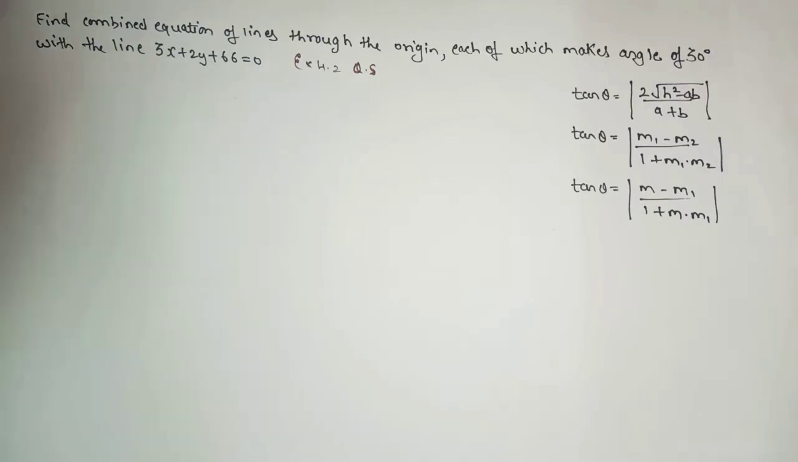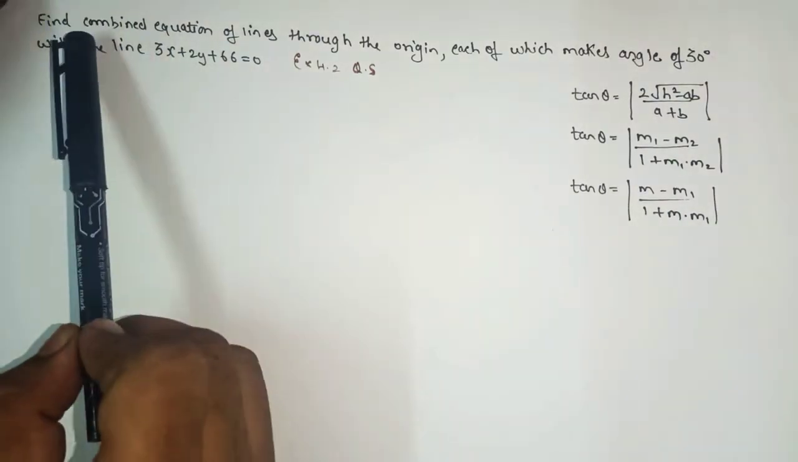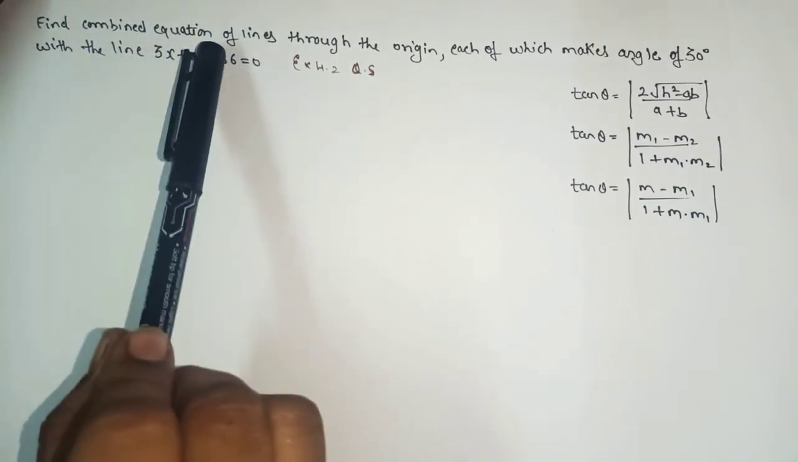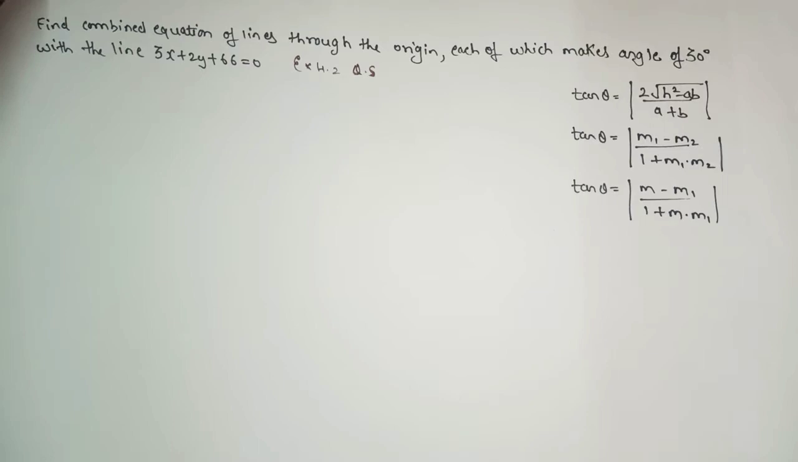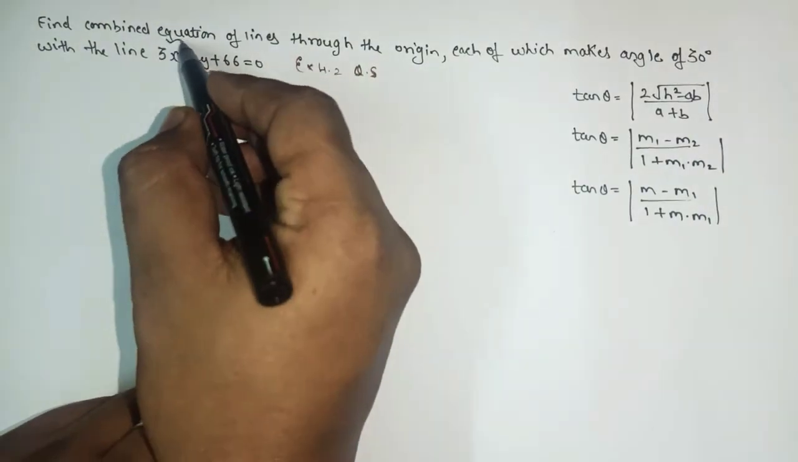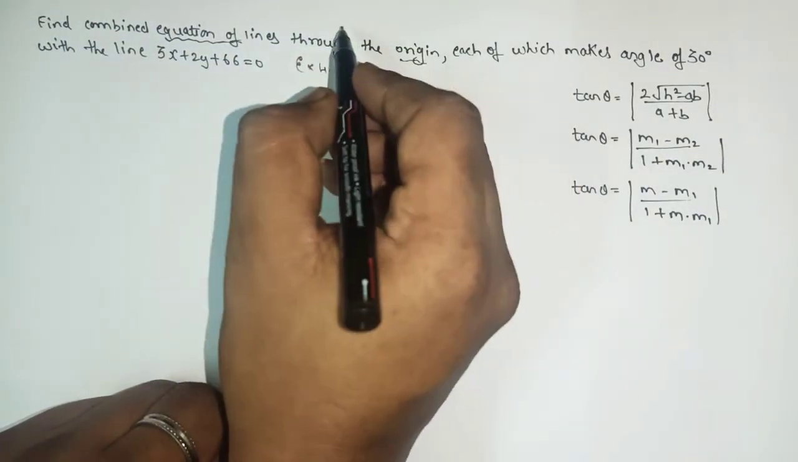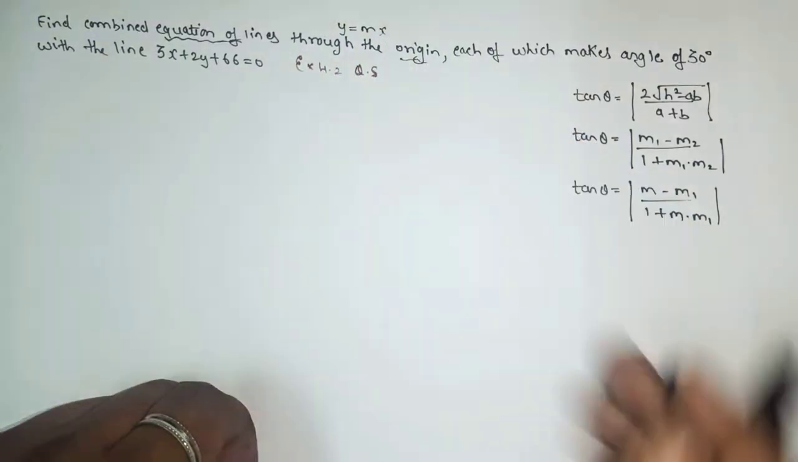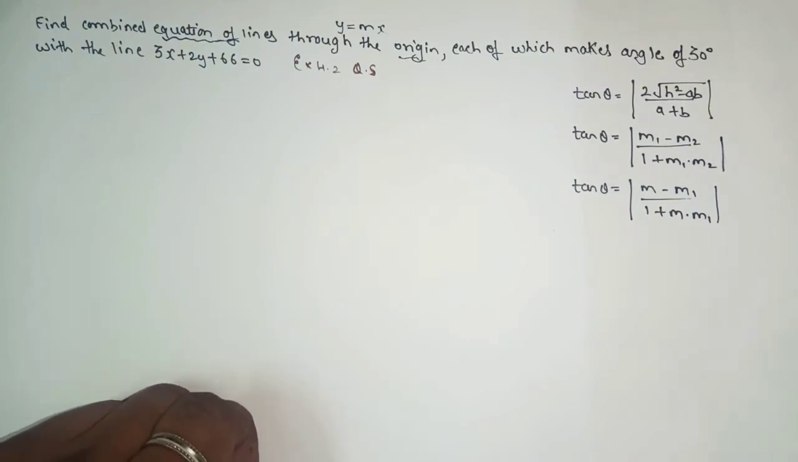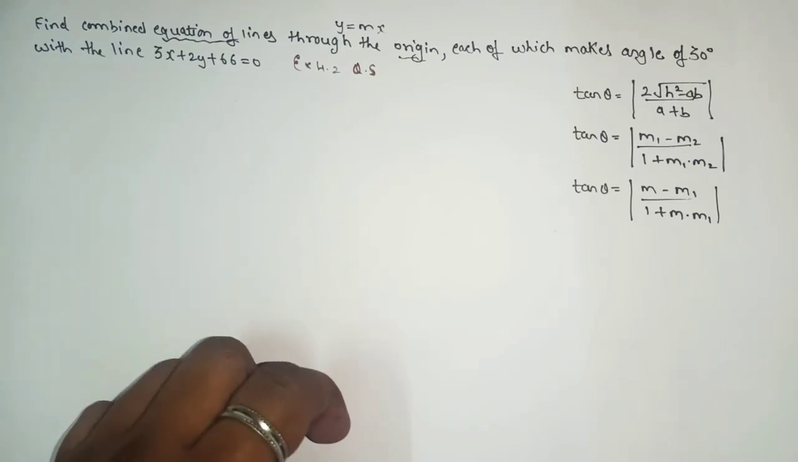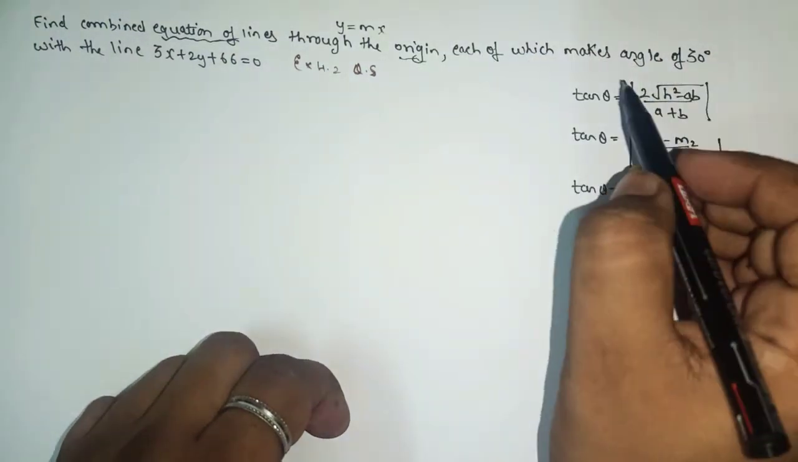Okay, so we'll see now what is given in the question. Find the combined equation of the lines through the origin. As we know, the combined equation of lines is passing through the origin. Whenever the word origin, equation of line comes, straight away this formula should come in your mind, that is y equal to mx, the equation of a line passing through the origin, each of which makes an angle.